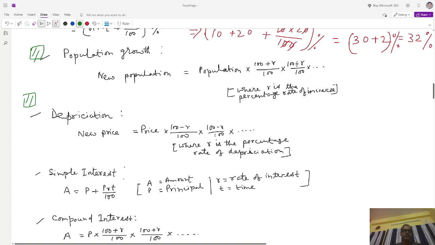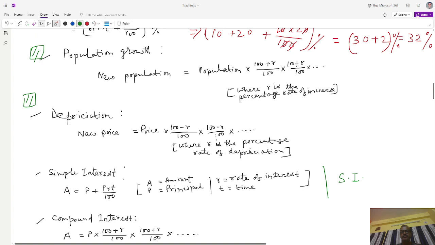Now, simple interest. You all know about simple interest. What is simple interest? The interest that takes the same value year to year, where the amount of interest is unchanged year to year, is known as simple interest. That is SI, simple interest.